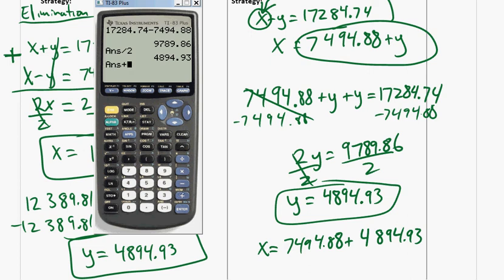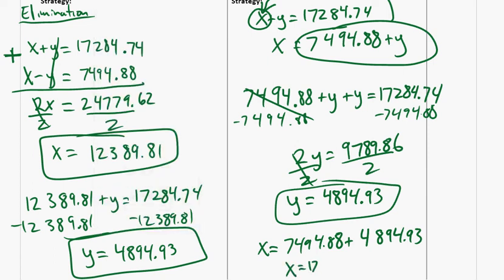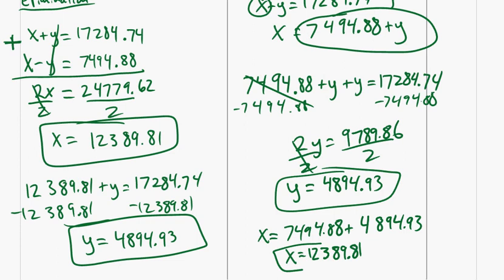So I just need to take 4894.93 and add 7494.88, and I should get the same thing for x that we had last time. 12,389.81, and that is in fact what we had last time.